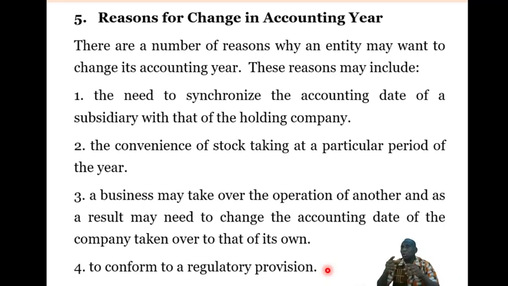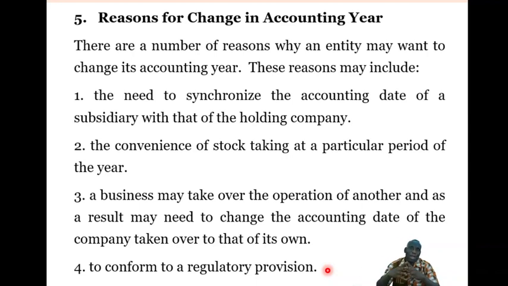The reasons may include, number 1, the need to synchronize the accounting date of a subsidiary with that of a holding company. You see, maybe there is a parent and a subsidiary company, and the parent prepares account to December, subsidiary prepares account to September.